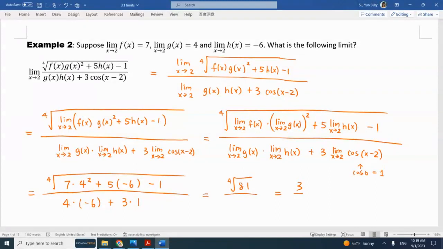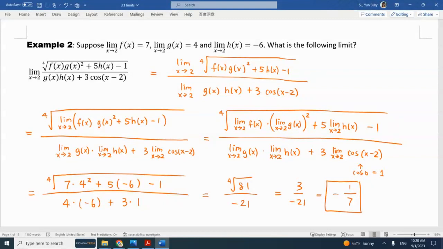Denominator, 4 times -6 is -24 plus 3, -21. With 3 and 21, what do you cancel? 1 over 7. Exactly. So this is the answer. The answer is minus 1 over 7. Is that okay, everybody?